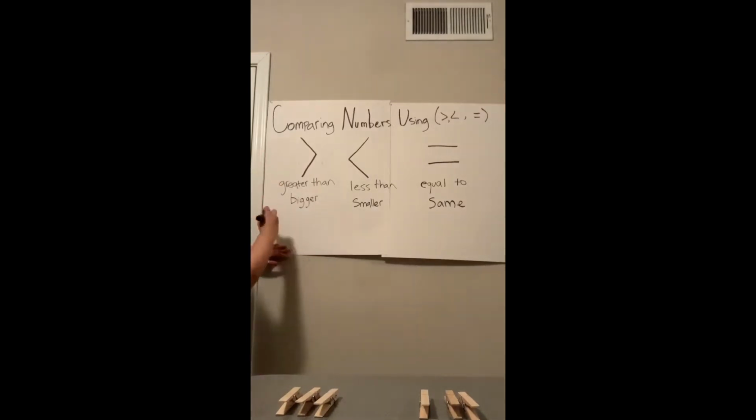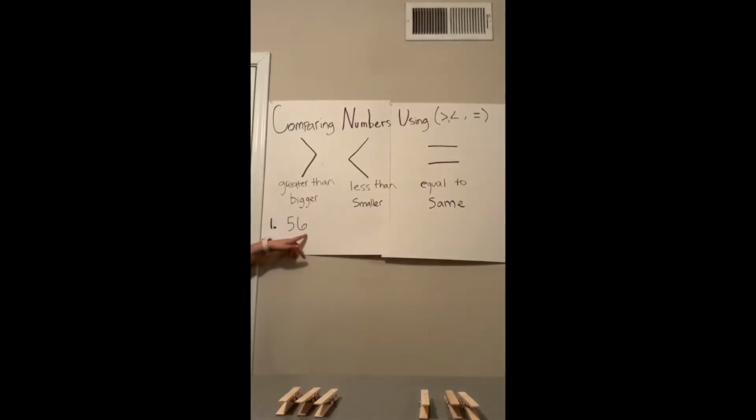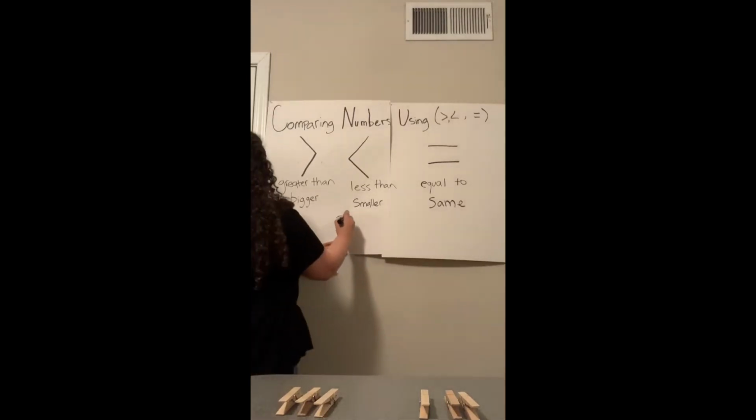First number we're going to have is 56. 56 is a pretty big number. Then we're going to have 21.